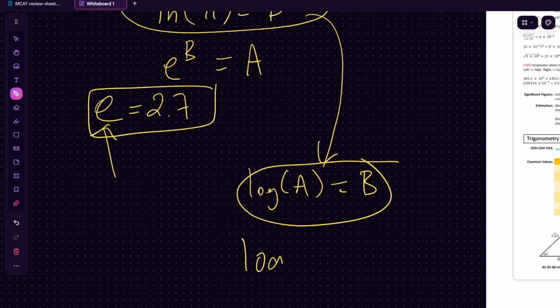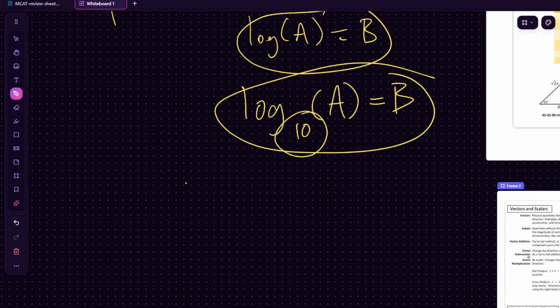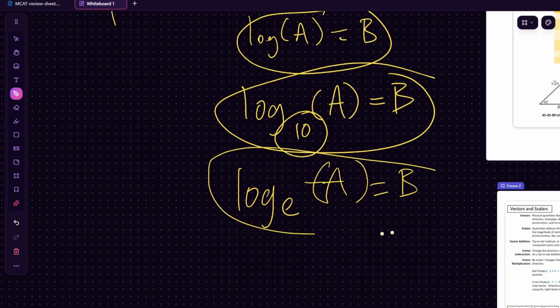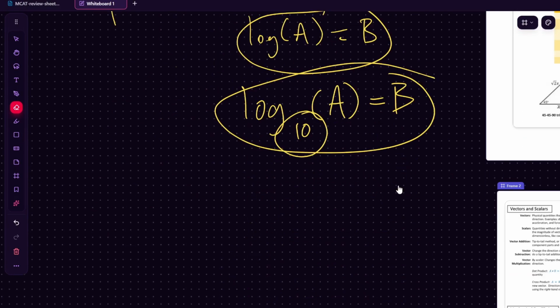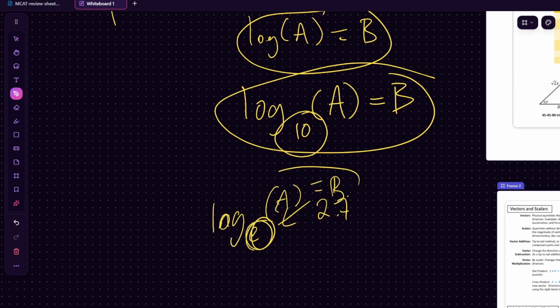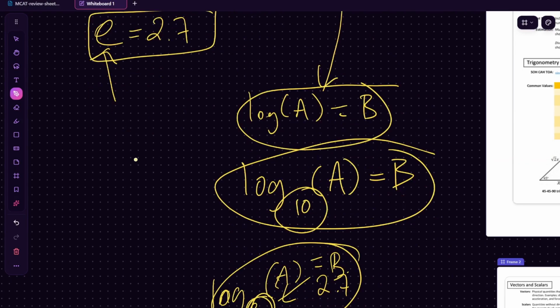So remember, we said log base 10 of A equals B. That's technically what it is, but we didn't write the base 10 there, right? What did we write instead? We wrote log. It's technically log base e of A equals B. That's technically what it is for ln. So ln A basically means log base e, so you're using this base 2.7 instead. A equals B. Okay, I think I reiterated that a little bit too much.